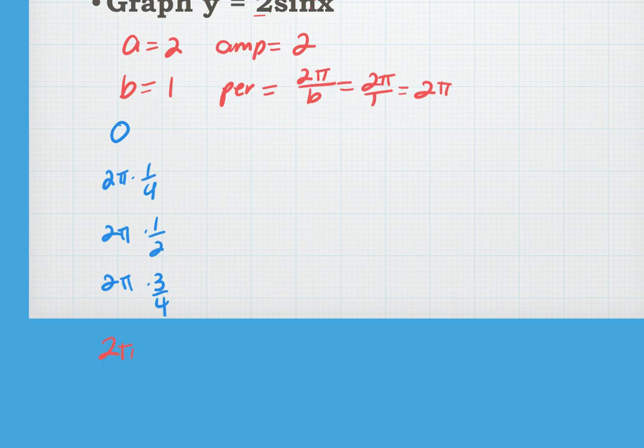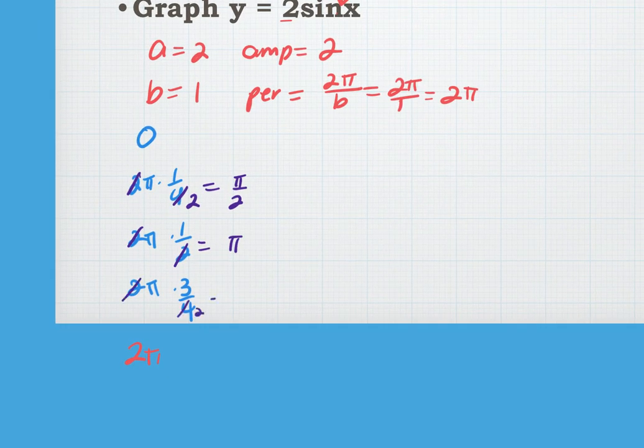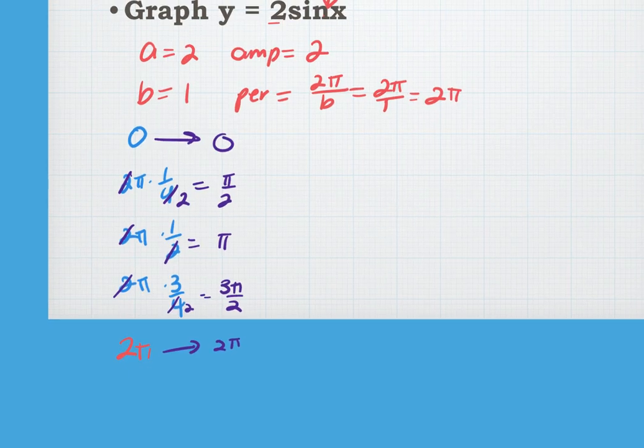And then I simplify these. So 2 goes into 4 twice, and this is pi over 2. 2 cancels with 2, and this is pi. 2 goes into 4 twice, and this is 3 pi over 2. And then the first and the last stay as they were. When you're finished finding your key points, you should have 5. And those are going to go on the horizontal axis.